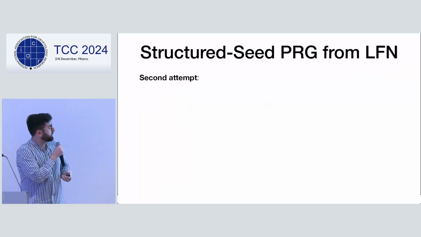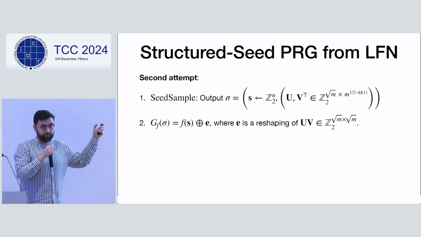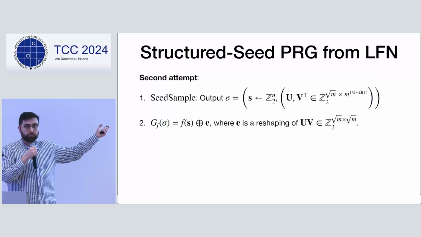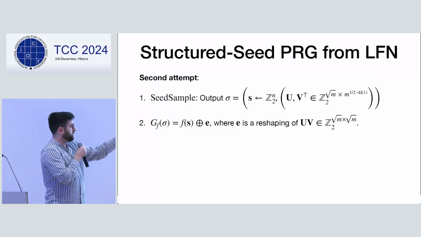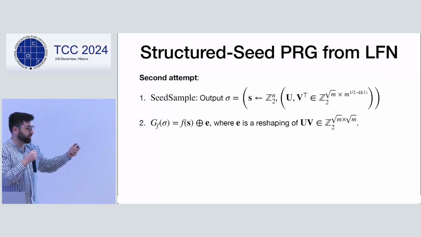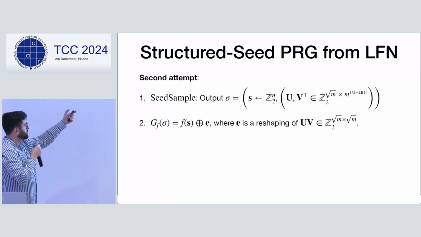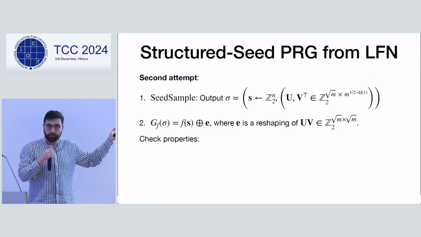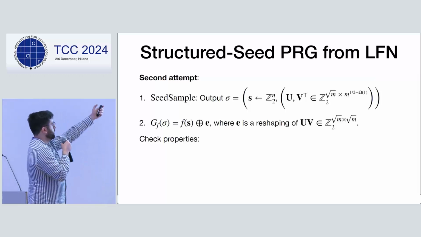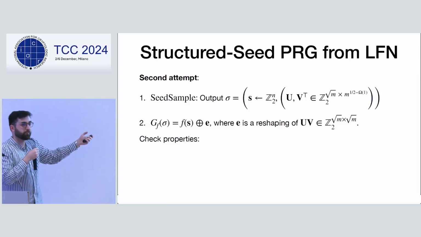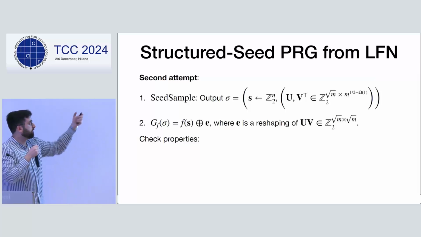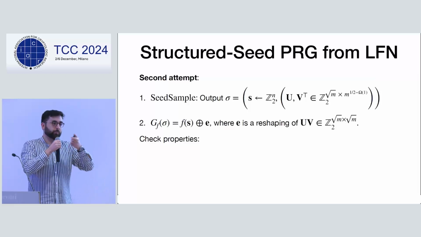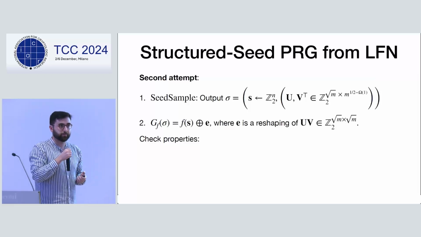So let me be concrete. What we're going to do is we have some seed sigma that's the secret vector, as before, along with this compressed version of the error vector, which you could think of as two matrices U and V from the previous slide. And then the G function is going to be exactly what we discussed before. You apply F to the secret vector, and you XOR it with E, where E is the matrix multiplication of the U and the V in the seed, and interpret that matrix once again as a vector.